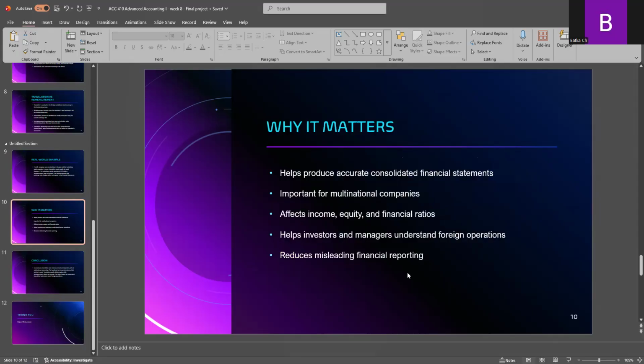Why does this matter? This topic matters because many companies operate internationally, and investors, creditors, and managers need accurate financial statement information. Translation and remeasurement help companies properly report foreign operations and avoid misleading financial statements. So it reduces misleading financial reporting.